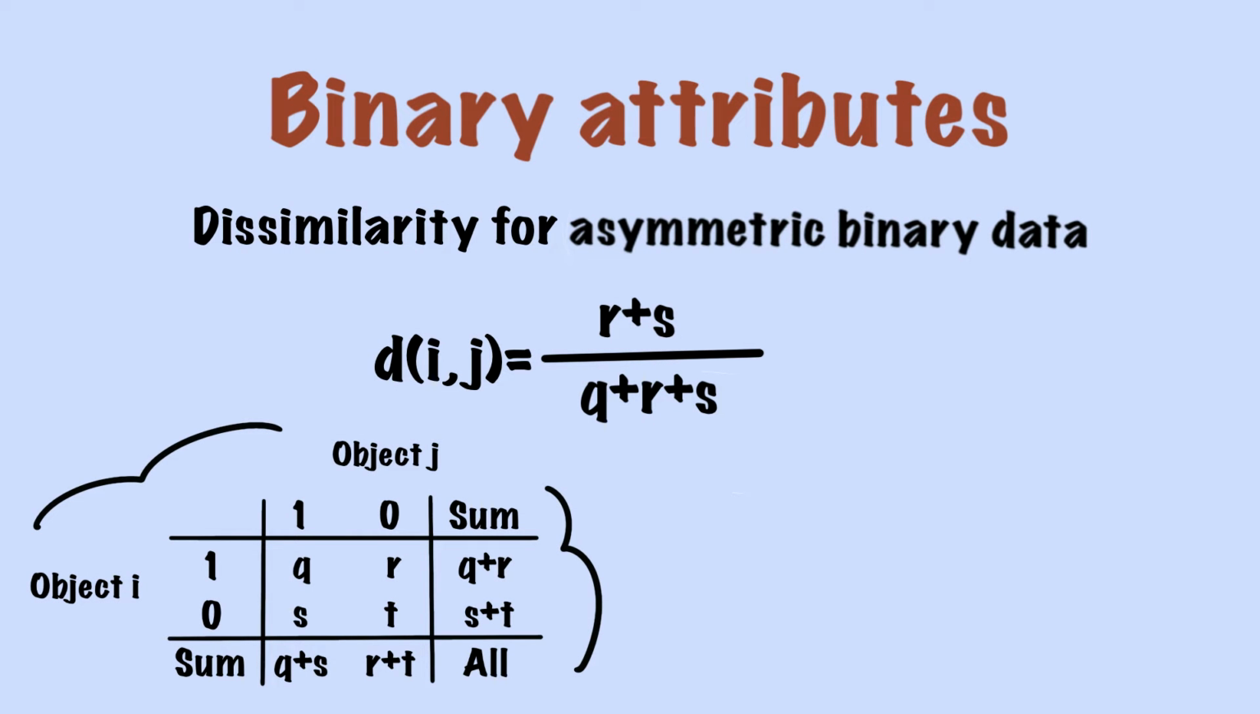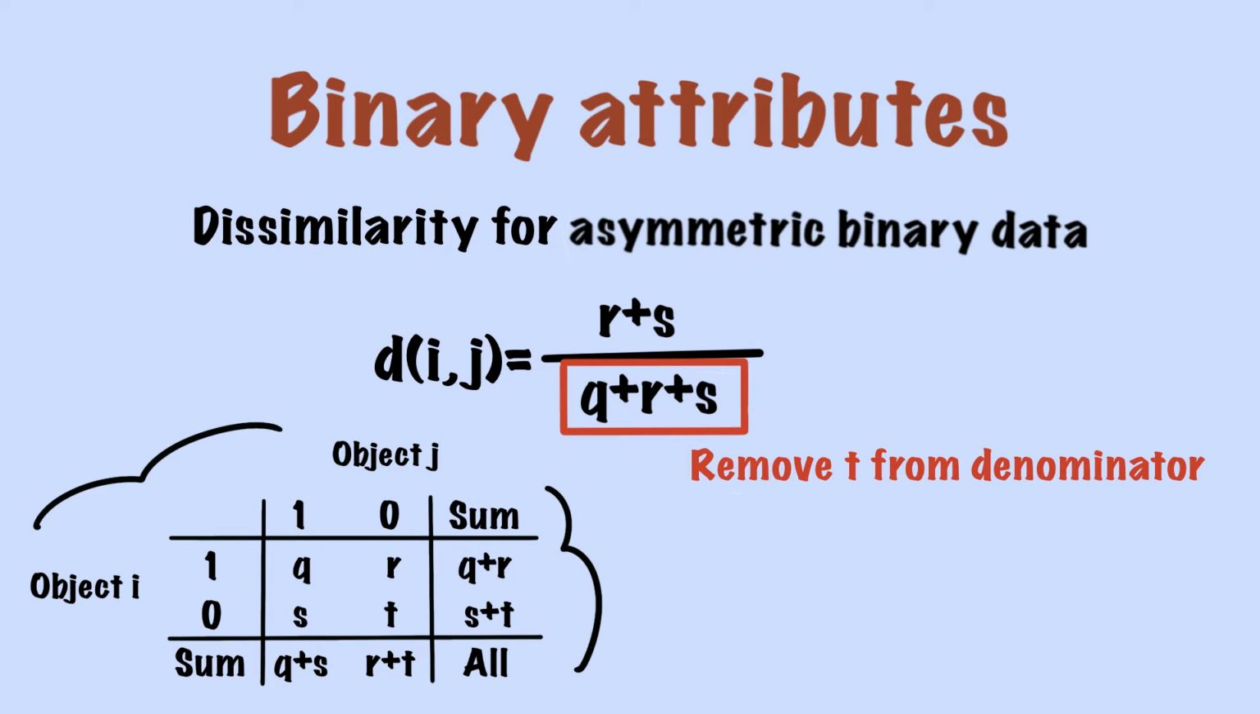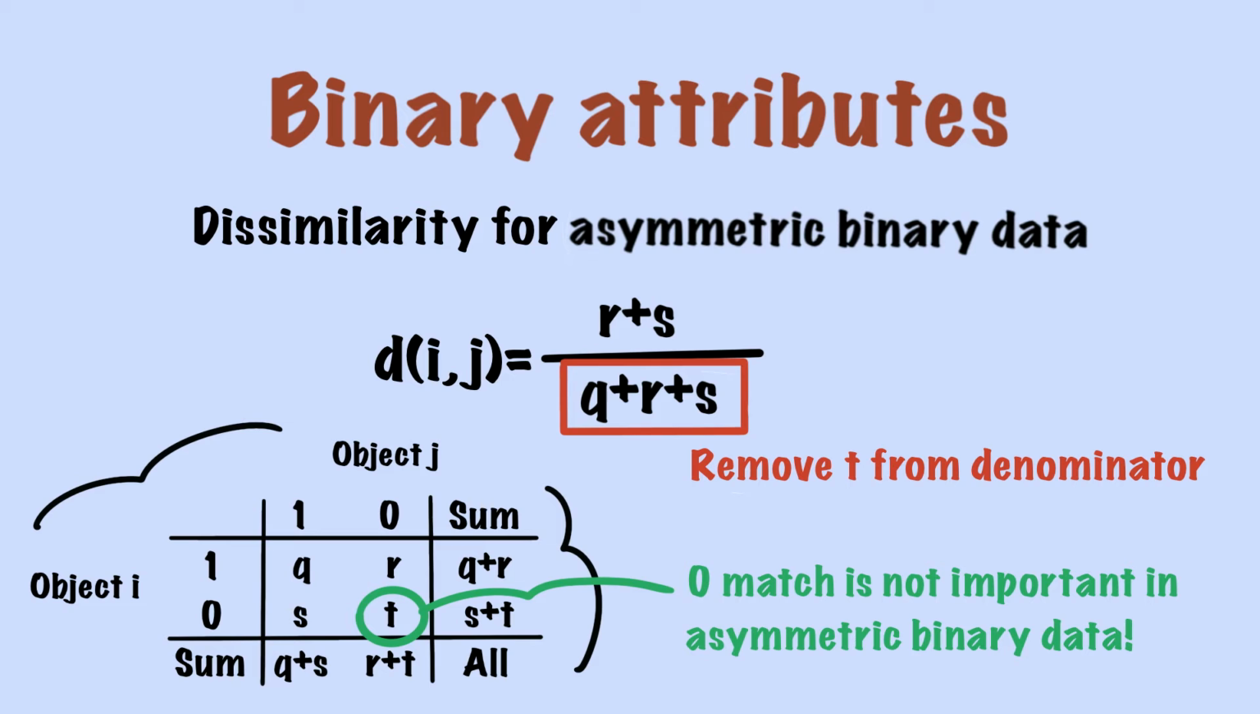Then, we can look at asymmetric binary data. The formula is (R plus S) divided by (Q plus R plus S). The difference is in the denominator where T is removed. T represents a match where both object I and J are 0. However, we remove T since 0 is not important in asymmetric binary data. After erasing T, the dissimilarity actually increases since the number in the denominator becomes smaller. Therefore, we won't underestimate the dissimilarity between two objects.